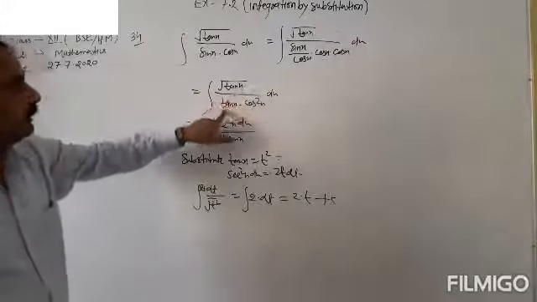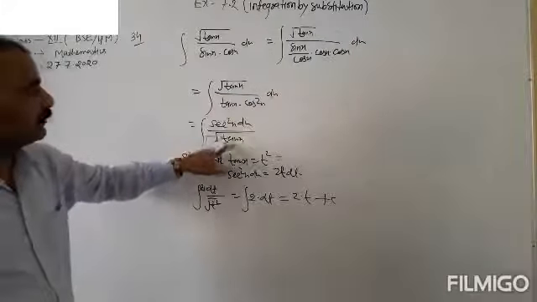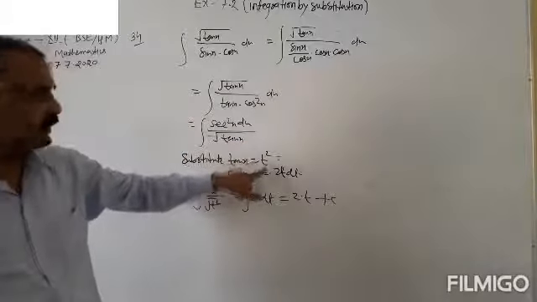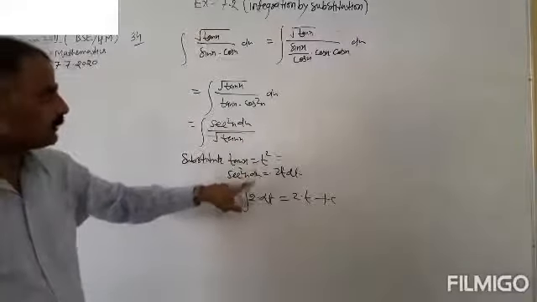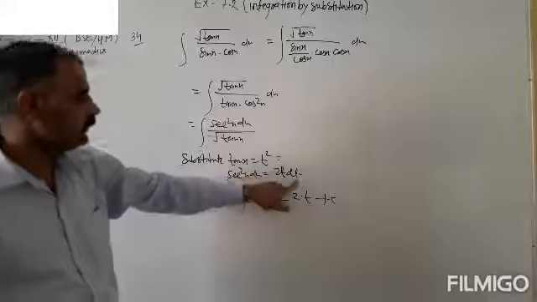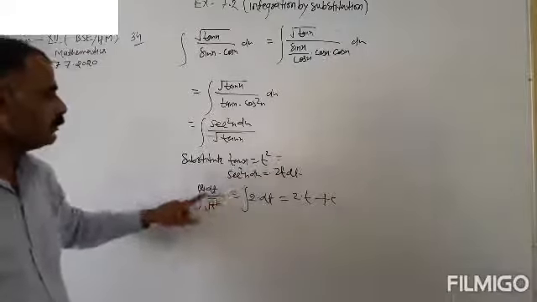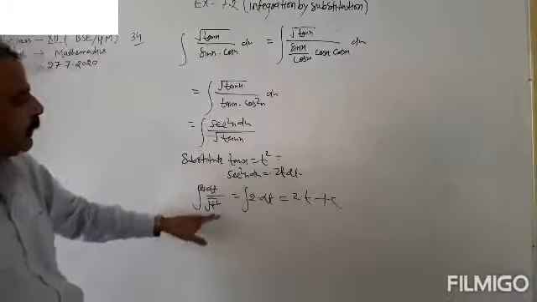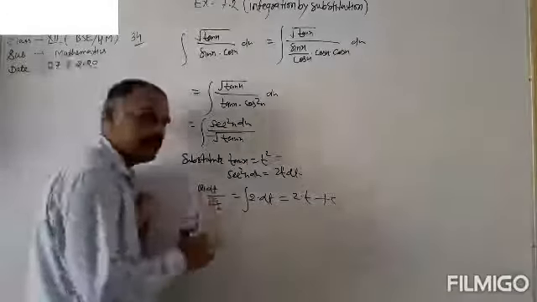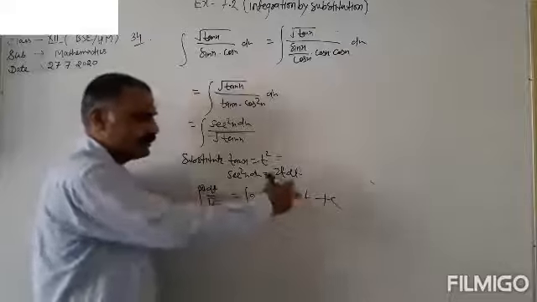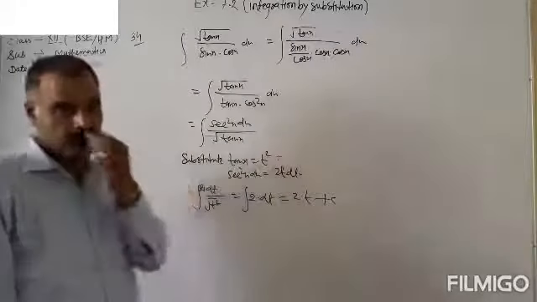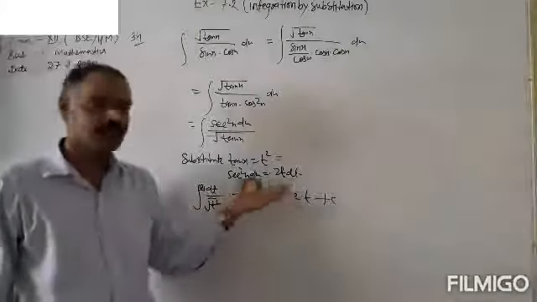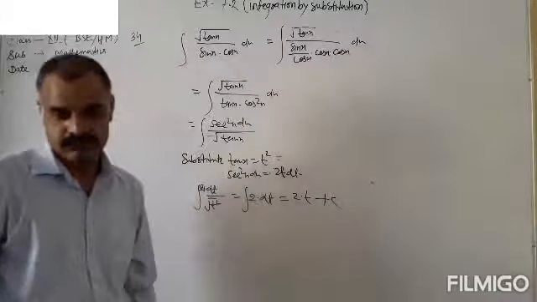Root tan x will cancel. Now we put tan x equal to t square, then sec square x dx equals 2t dt, and finally sec square x dx equals 2t dt upon root t square. So root t square will cancel t square. Now 2 dt means 2t plus c. Okay, so this is the integration of the question.